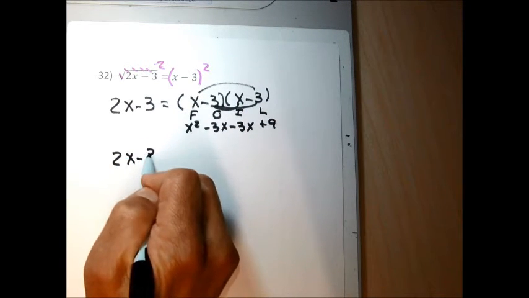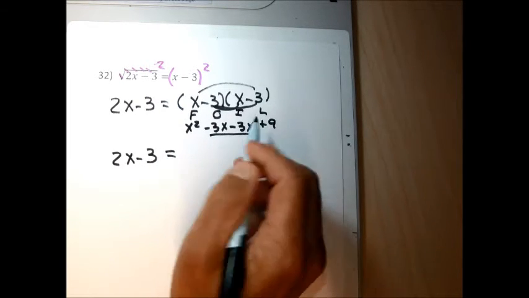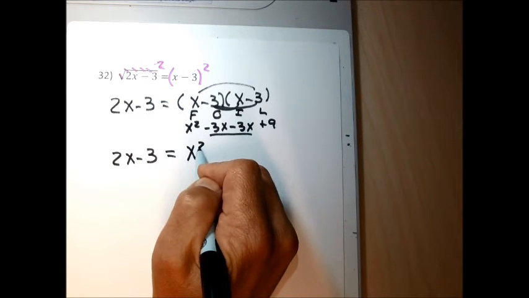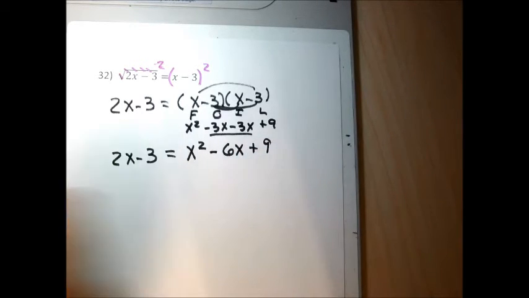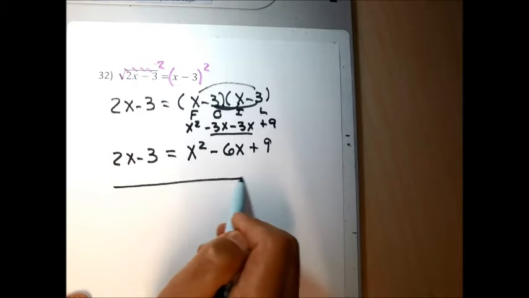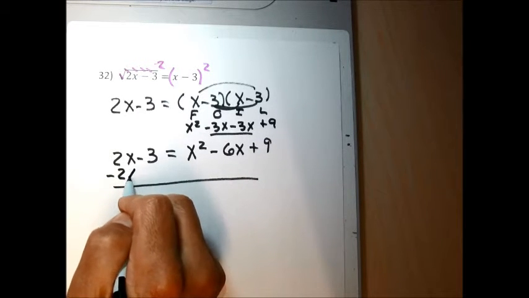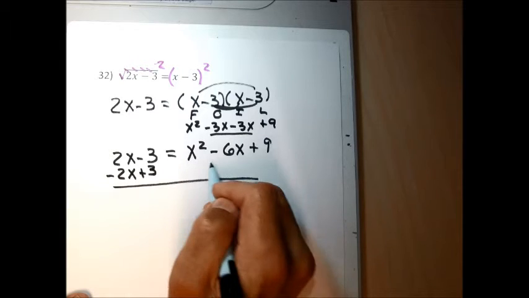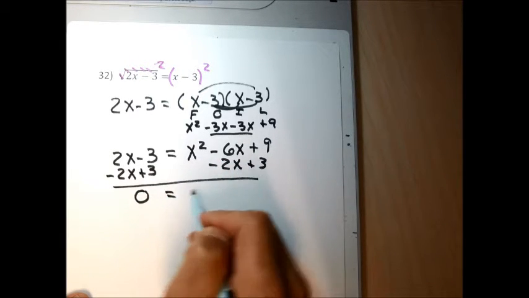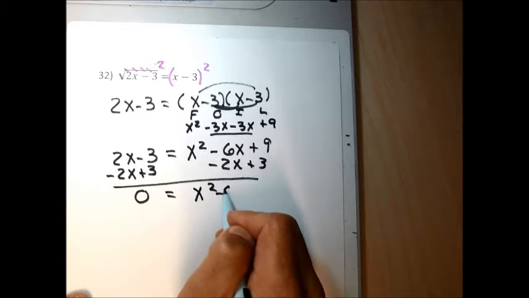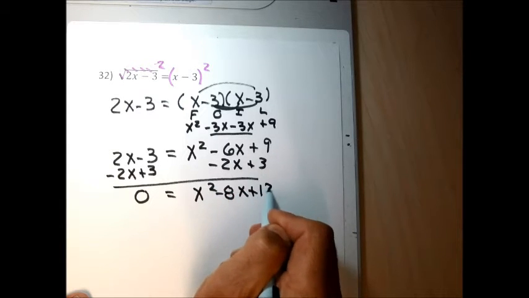So when I FOIL out that right side, the outers and the inners have the same signs. They only cancel when they have opposite signs. They have the same signs, so you add the numbers and keep the signs. I'm going to add the 3's and keep them negative. So now I have the problem FOILed out. There's an equal sign and a square. Generally, when that's the case, you set the problem equal to 0 and factor. So I'm going to minus 2x and plus 3 from both sides. I'm going to get 0 on the left side and x squared minus 8x plus 12 on the right side.